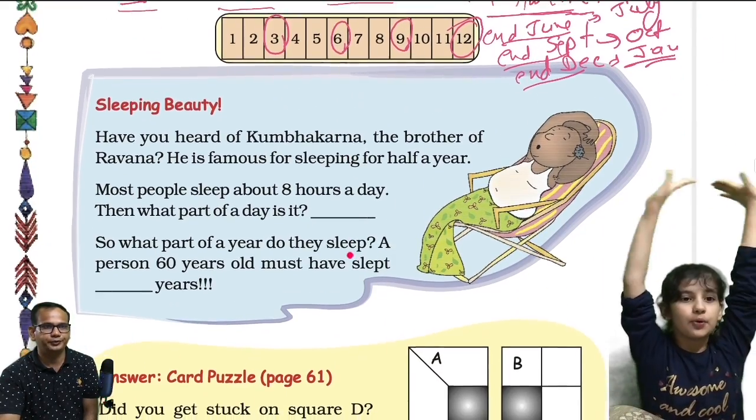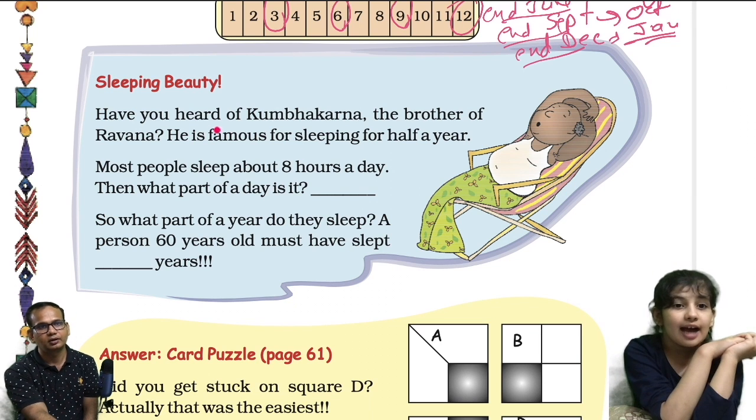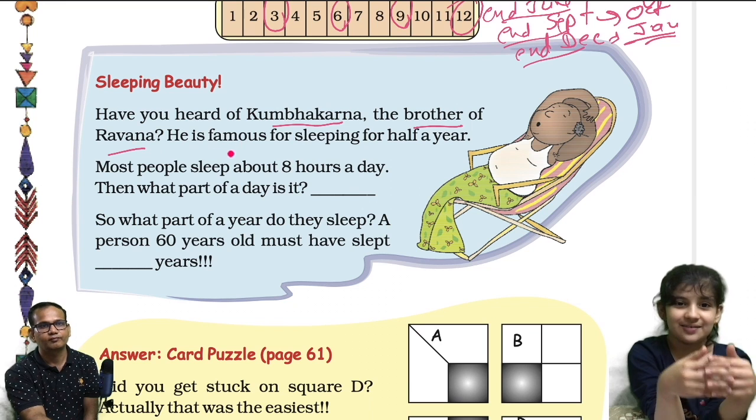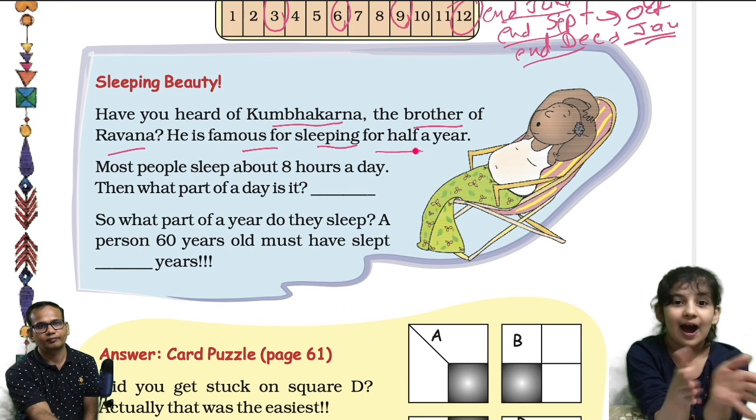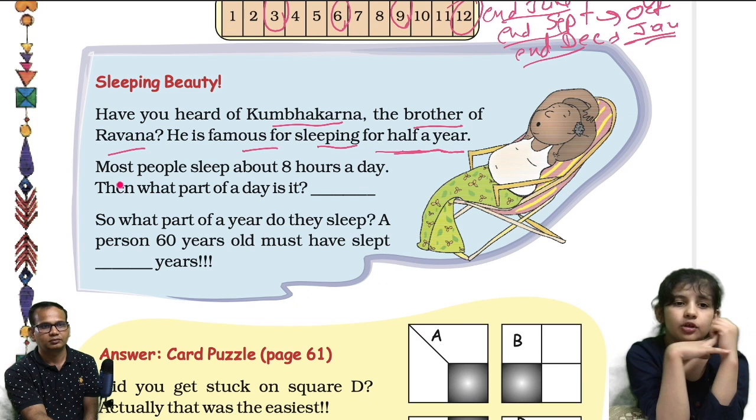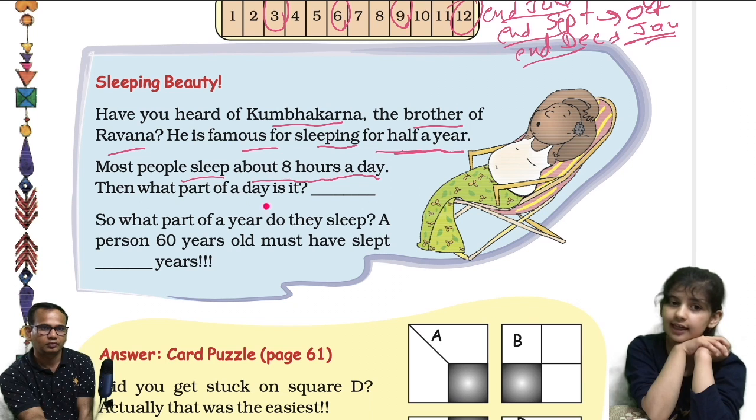Now, Sleeping Beauty. Have you heard this? This is my favorite, I will read it. Have you heard of Kumbhakarna, the brother of Ravana? He is famous for sleeping for half of a year. Most people sleep about 8 hours a day. Then what part of a day is it?